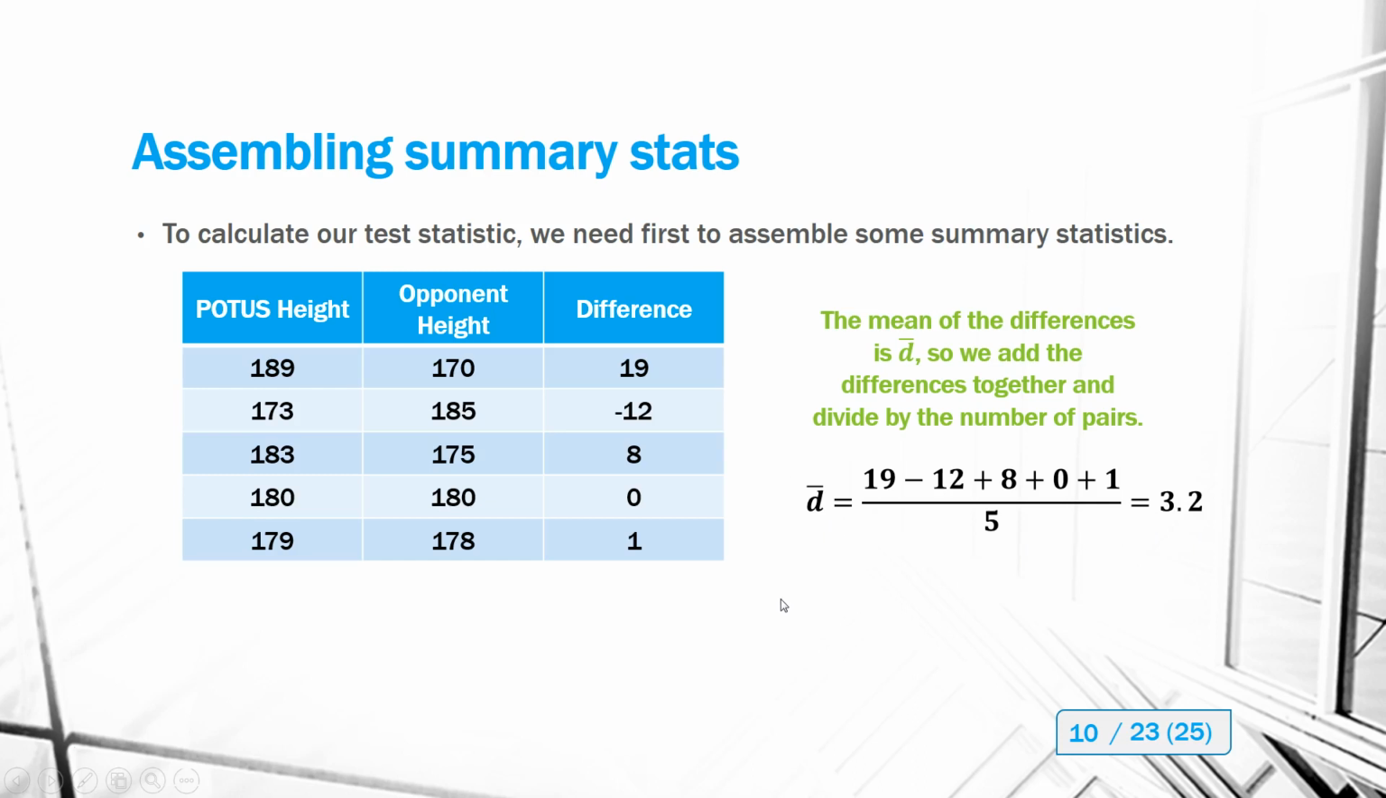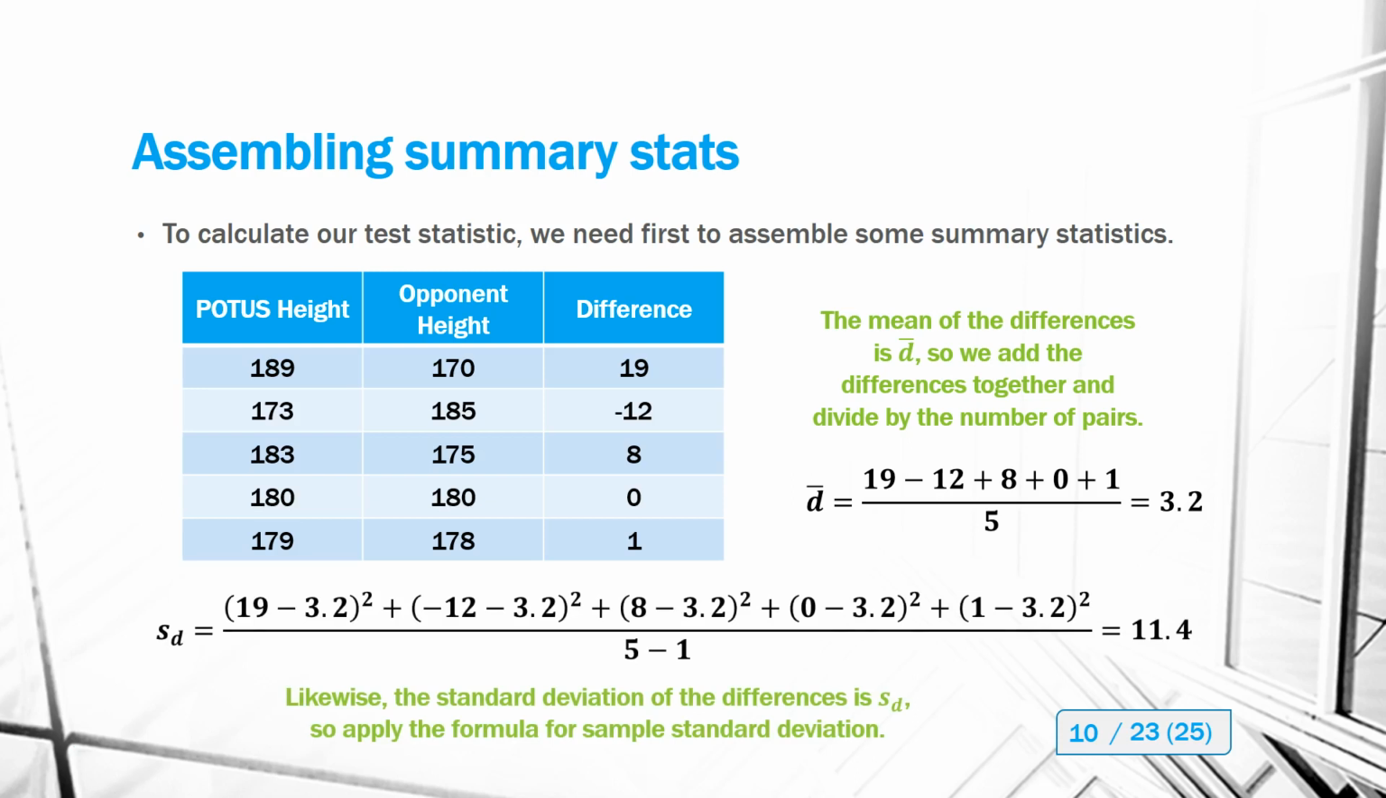I also need to find the sample standard deviation of the differences. I can do that by applying the general formula for sample standard deviation, which you see here. I take all these difference values, subtract the mean of those difference values, which is D bar, square those differences, add them up, divide by the sample size minus 1, and I come out with 11.4 for S sub D. These two values then allow me to calculate my test statistic. So let's go do that.